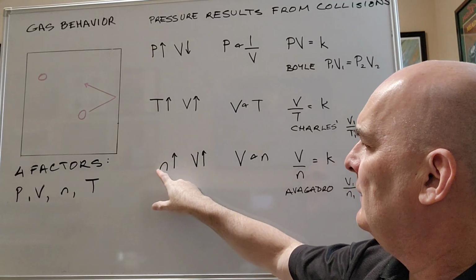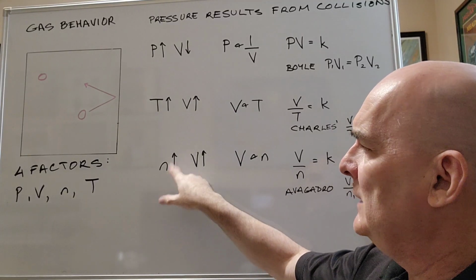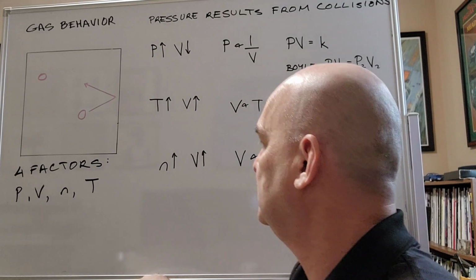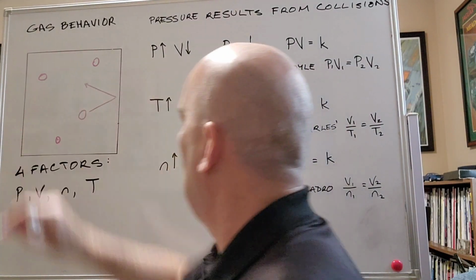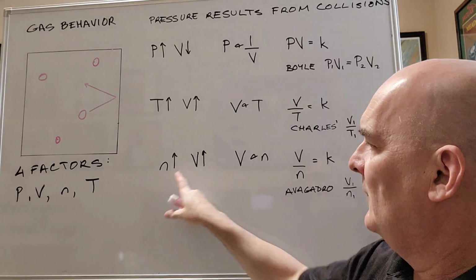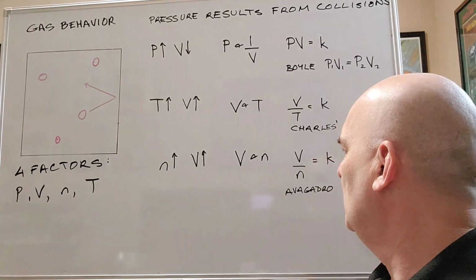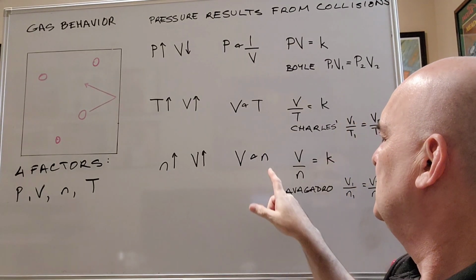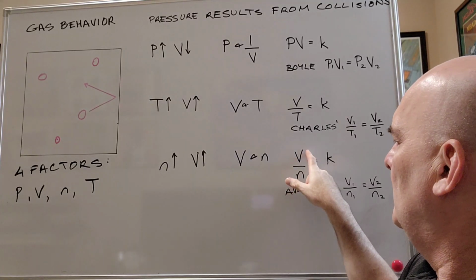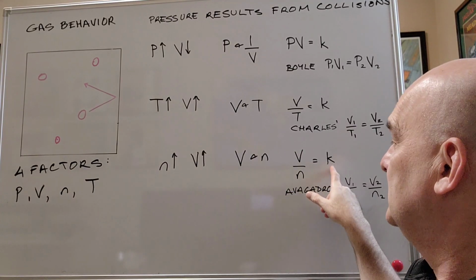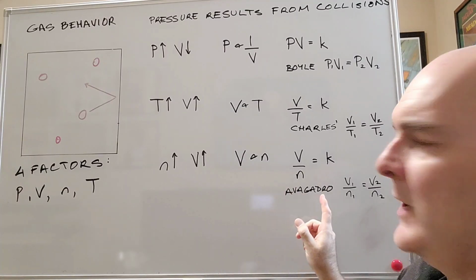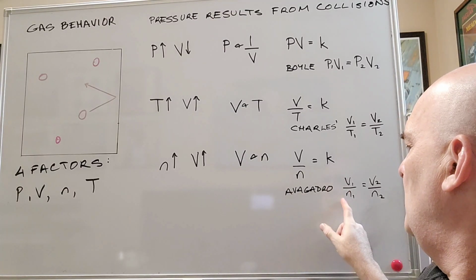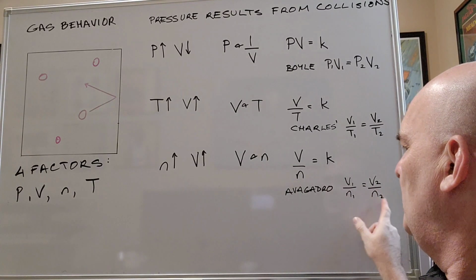Similarly, if I were to increase the number of particles inside the box, then I get more collisions. The number of particles is directly proportional to the volume. Volume is proportional to the number of moles. So volume divided by the number of moles is equal to a constant value. Avogadro's rule can be written that V1 over N1 is equal to V2 over N2.